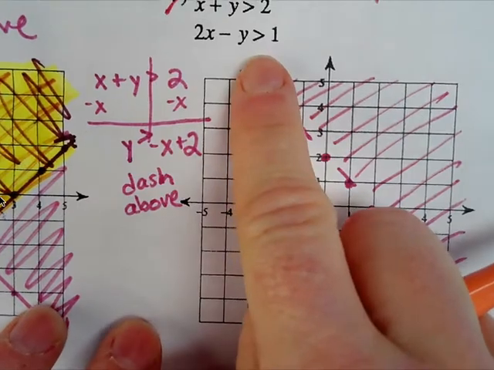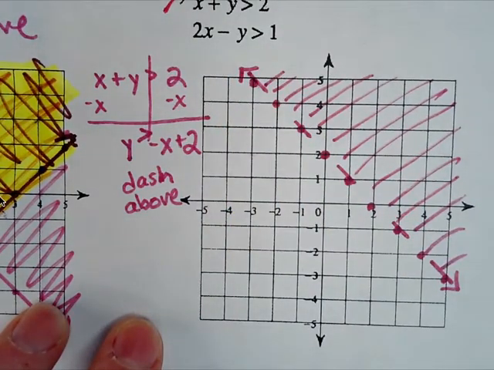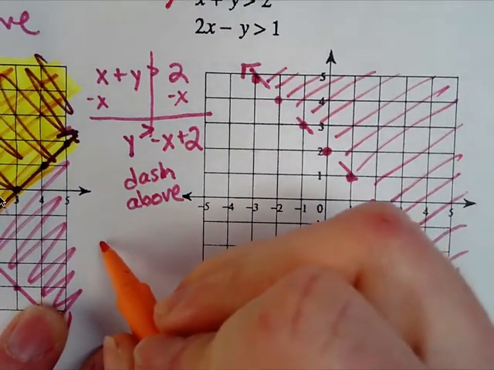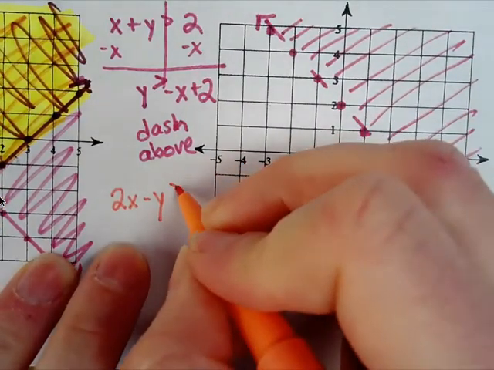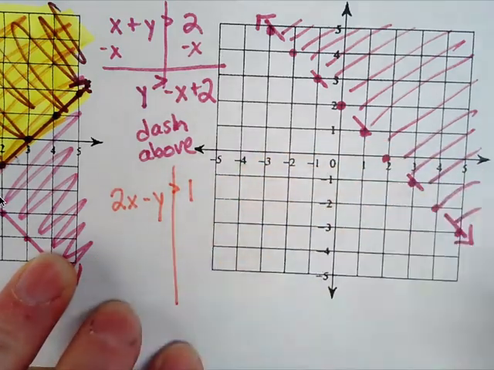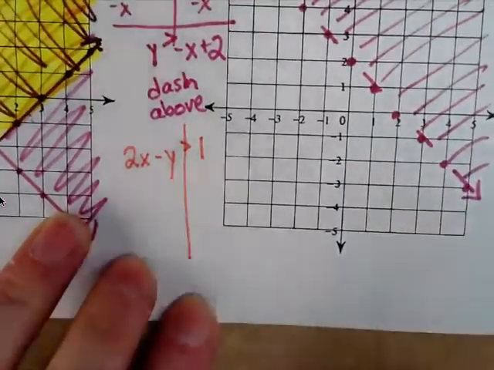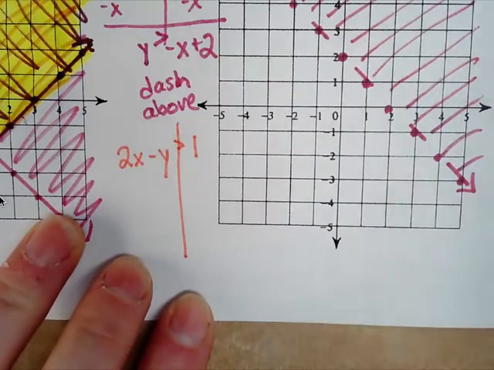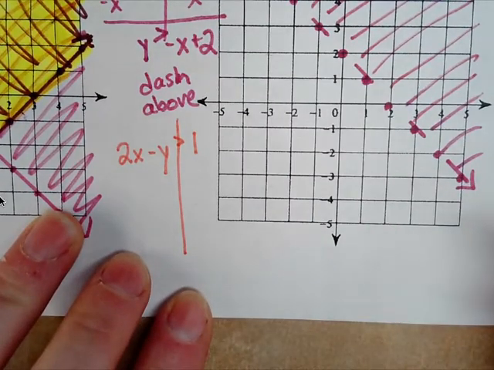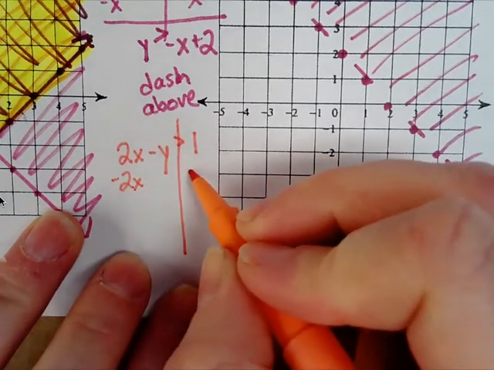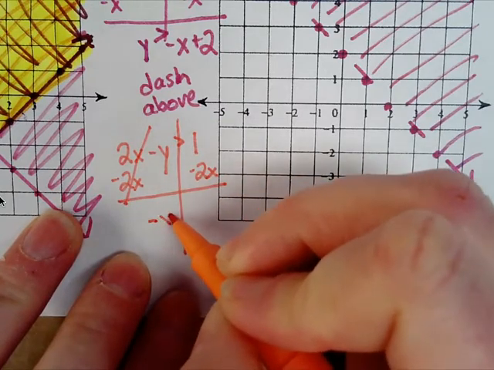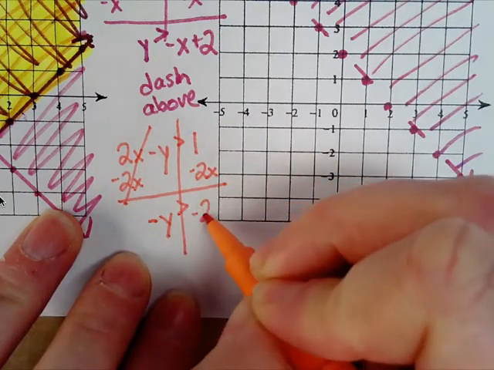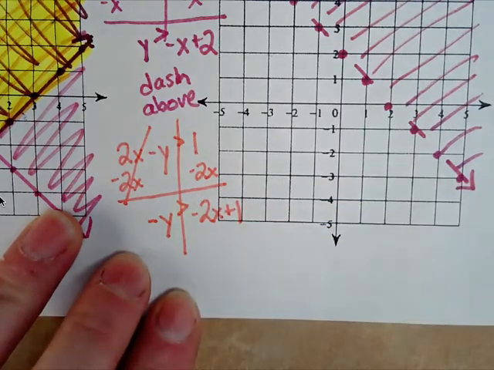All right, we need to do this other one. Solve it for y. So write the equation: 2x minus y is greater than 1. We need to get the x to the other side, so we're going to subtract 2x on both sides. Carry down the negative, so negative y is greater than negative 2x plus 1.